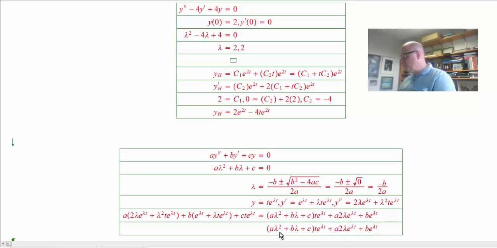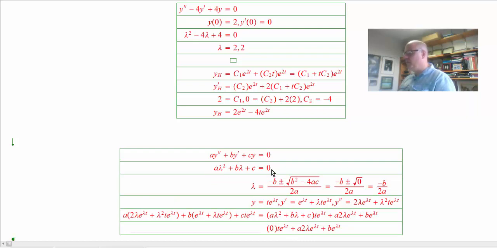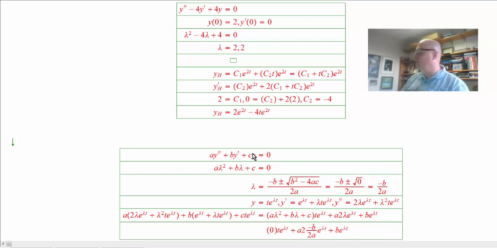That first bracket is equal to 0 because lambda is supposed to be a root of this auxiliary equation. So now it's just a matter of this piece here being equal to 0. But what is lambda? In the case where I get two real and the same eigenvalues, they're both minus b over 2a. So I'll replace this lambda with minus b over 2a. Now this whole piece cancels out and gives me 0.